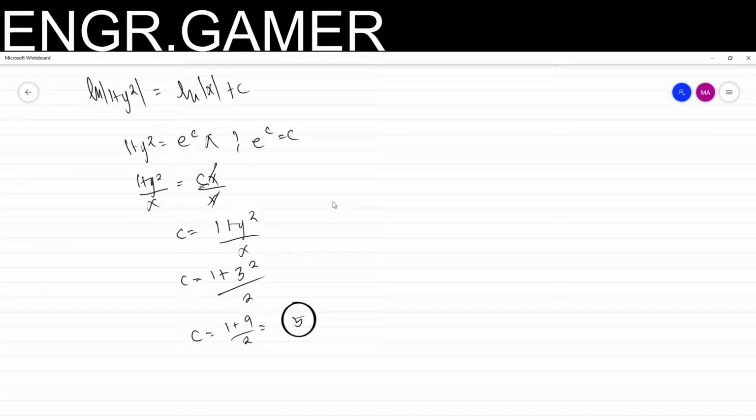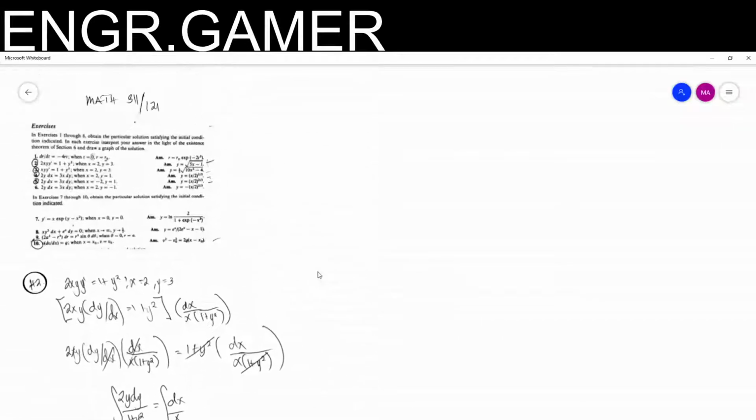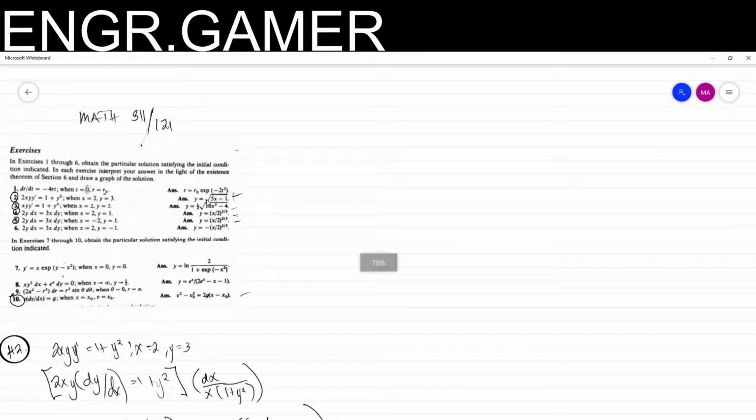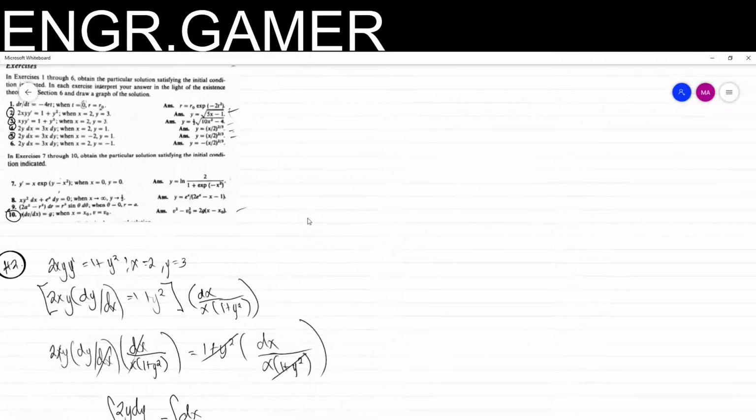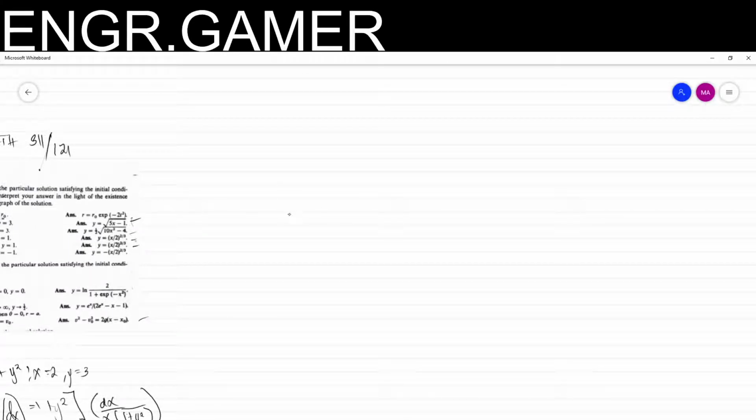So, yung solution natin is we have 1 plus y squared is equal to 5x. Okay? Or we have y squared is equal to 5x minus 1, or y is equal to square root of 5x minus 1. Yan yung answer natin. So, check natin sa taas. y is equal to square root of 5x minus 1. So, tama. Okay? So, number 3. Ito tayo susulat.